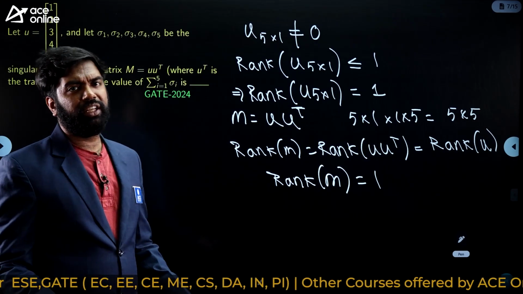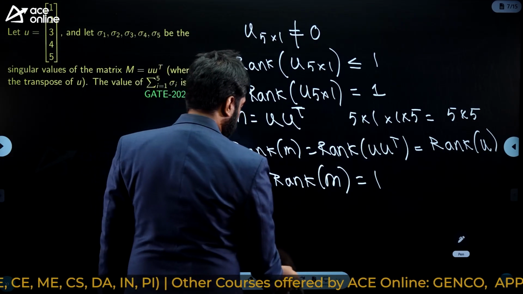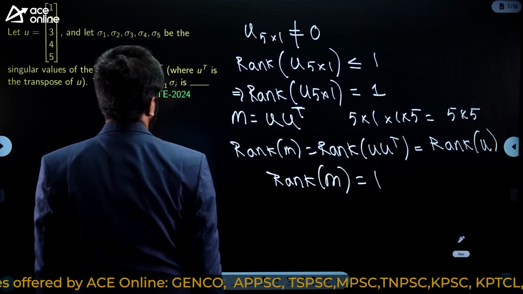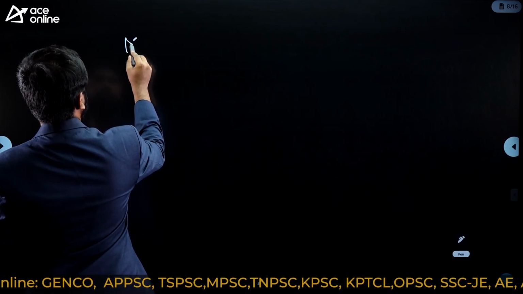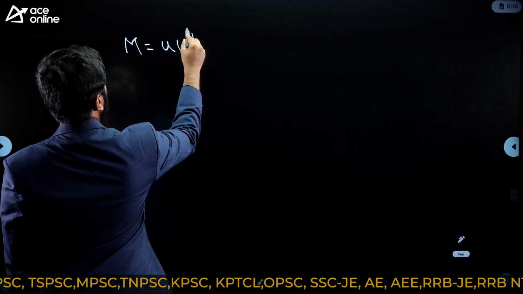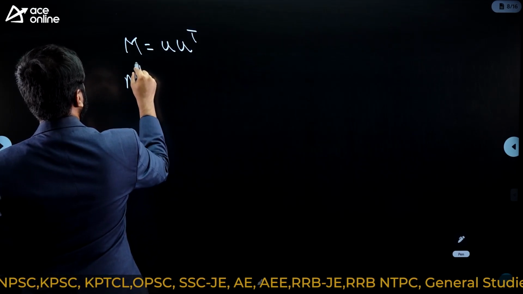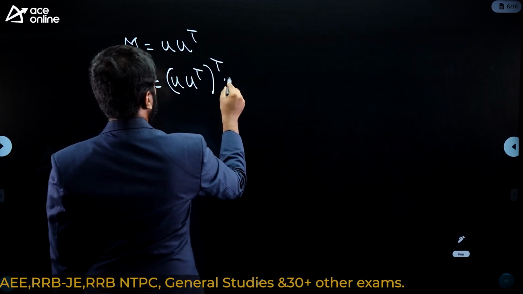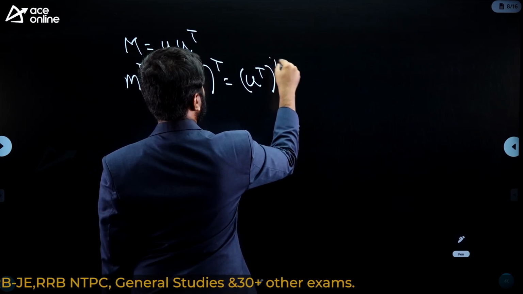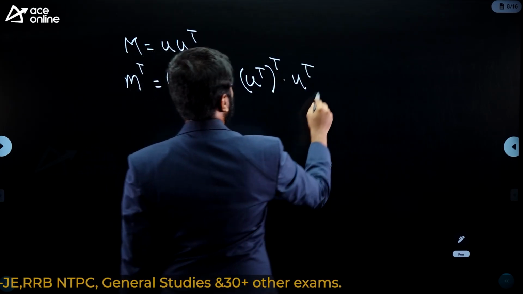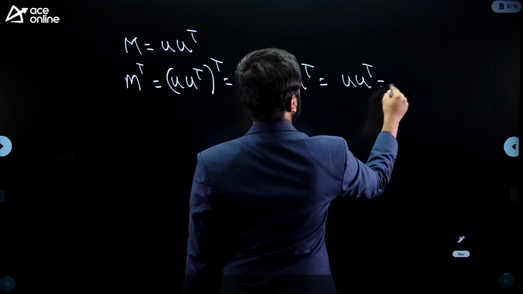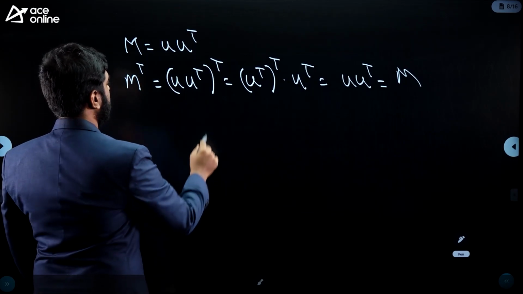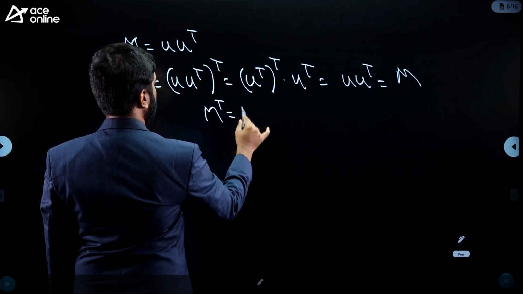There are plenty of things that we need to do, so step by step I will tell you what to do here. First, we have concluded that the rank of this matrix M is 1. Second, M is given as U into U transpose. Let us take the transpose again: U into U transpose whole transpose, which is U transpose whole transpose into U transpose, which is U into U transpose, which again gives you M. That means we got the condition that M transpose is M.